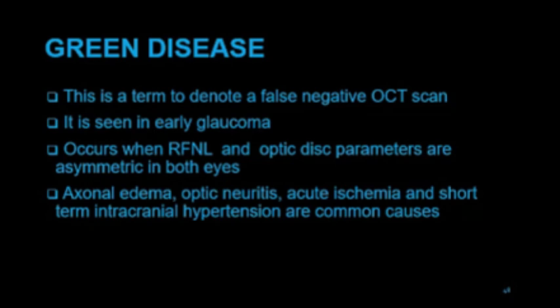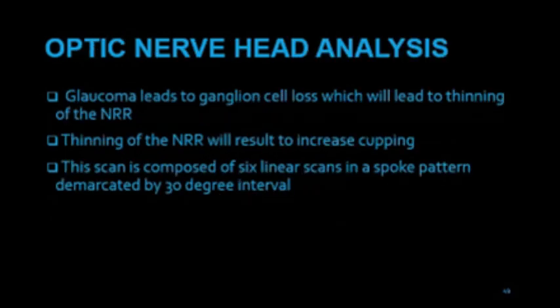Green disease is a term to denote a false negative OCT scan. It is seen in early glaucoma. It occurs when RNFL and optic parameters are asymmetric in both eyes. Axonal edema, optic neuritis, acute ischemia, and short-term intracranial hypertension are common causes of green disease. So in green disease, these are the common causes.